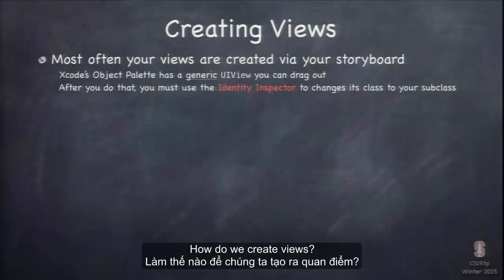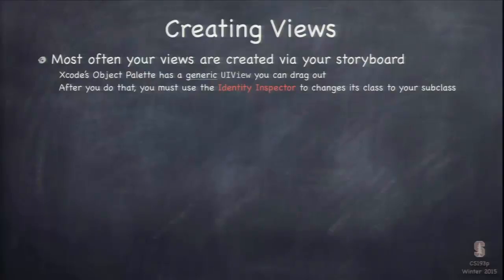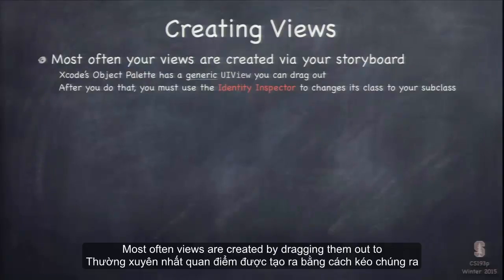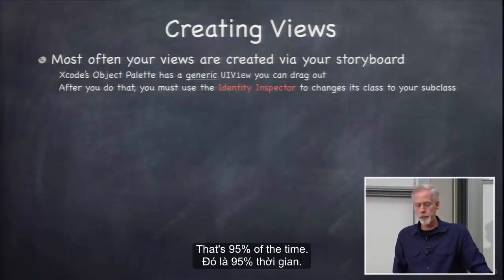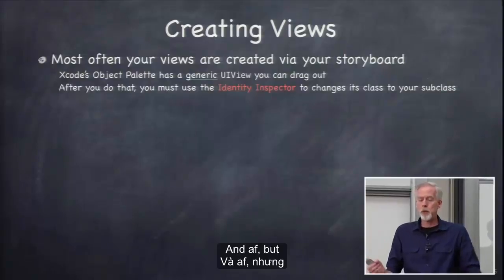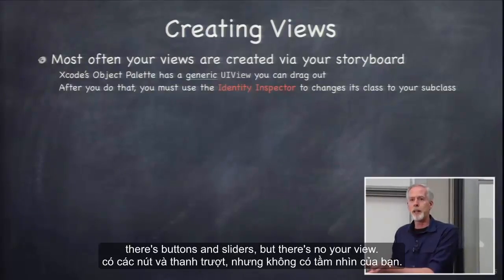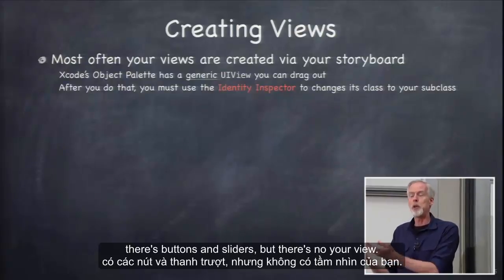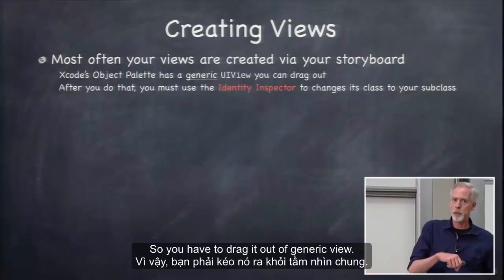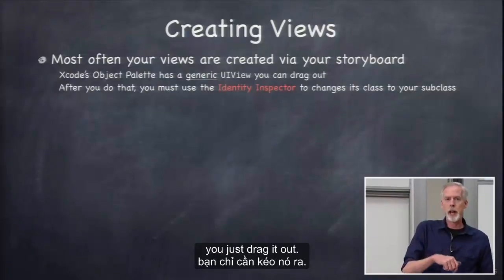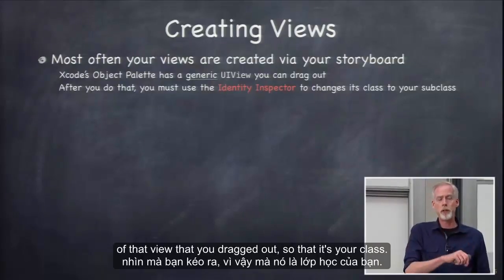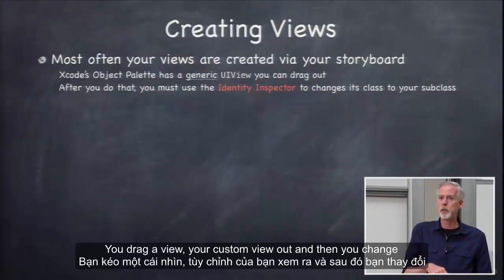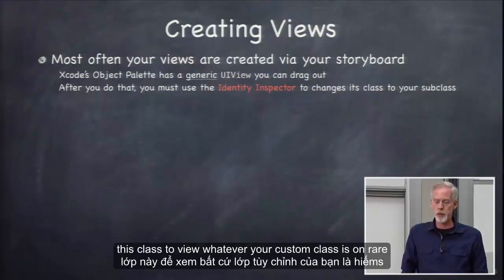Okay, so creating views. How do we create views? Most often, views are created by dragging them out into your storyboard. That's 95% of the time. But of course, your views aren't sitting in the object palette. There are buttons and sliders, but there's no "your view." So you have to drag out a generic view. It's at the bottom of the palette. You just drag it out. Once you drag it out, though, you have to go to the identity inspector and change the class of that view you dragged out so that it's your class. So it's a two-step process. You drag your custom view out, then you change its class to be whatever your custom class is.